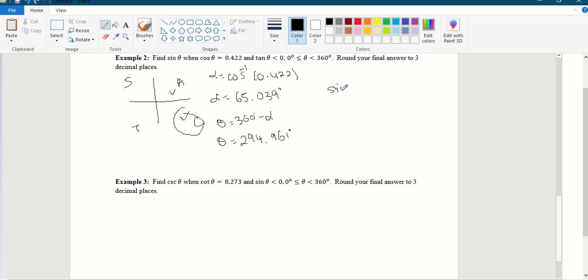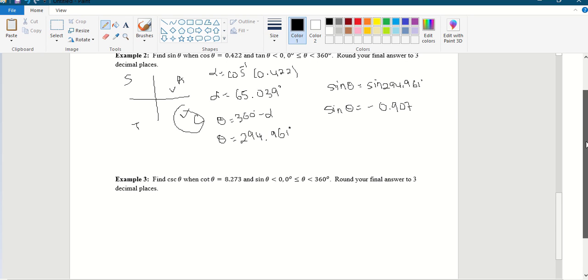Now that we have theta, we can find sine theta. So we will say sine theta equals sine of the angle we found, in our case 294.961 degrees. So let's punch this in the calculator, see what we get. Sine theta equals, punching this in the calculator, we should get negative 0.9065, so 0.907 here. Now we are given tan to be negative and cos to be positive, so we do expect in the fourth quadrant sine to be negative, so that is what we get. Let's look at one more.